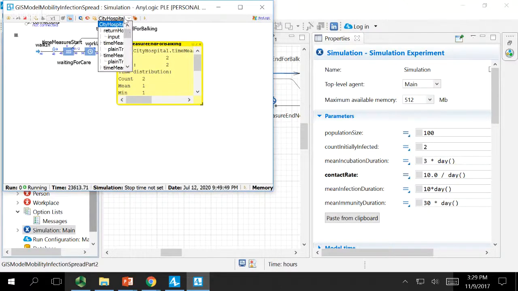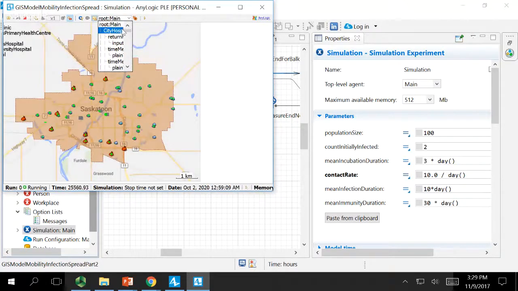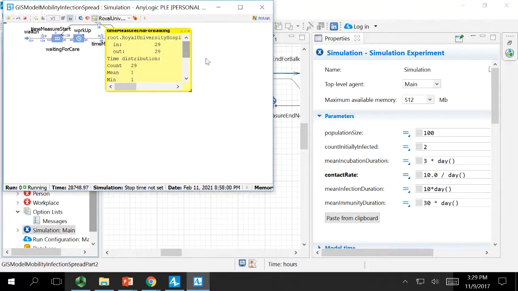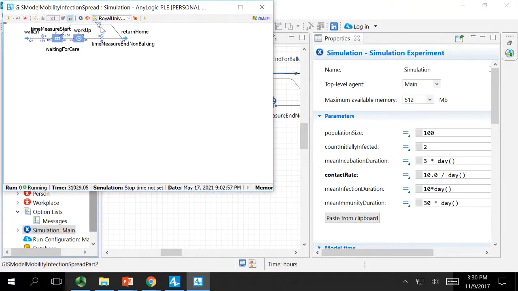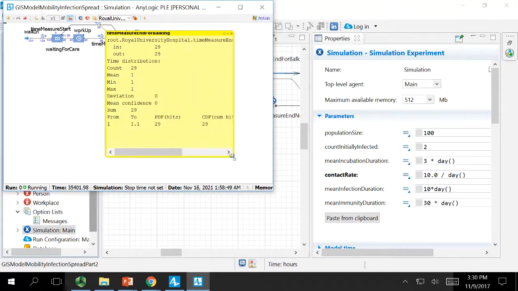I'm going to go down to the case of Royal University Hospital, which seems to get bigger traffic here. So here we go, Royal University. Boom. Here we're getting 29 people who balked. So a little bit less than 30%, like 25% of those overall. And here, everyone who went this way, of course, it's 1 hour.